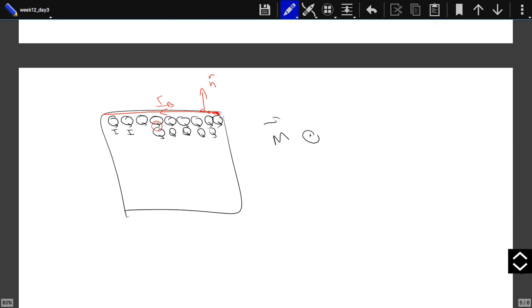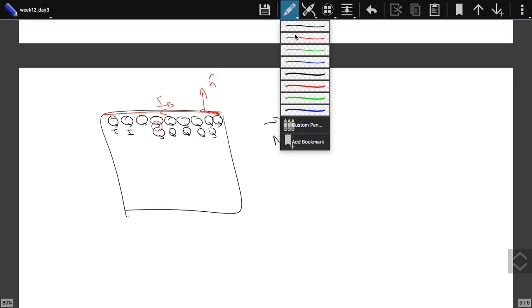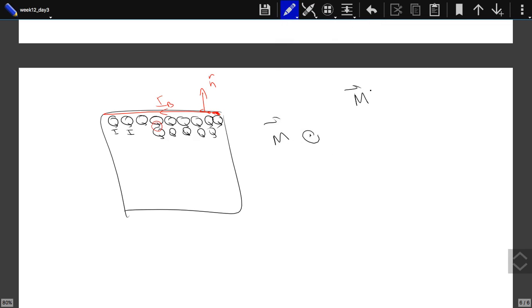M is the magnetic dipole density. You see, M at a given point, at the point R, is defined as you just take your volume at the point R. Let's say this is delta V. It has a total magnetic dipole moment delta M. So M at the point R is delta M over delta V. This is how we defined it.